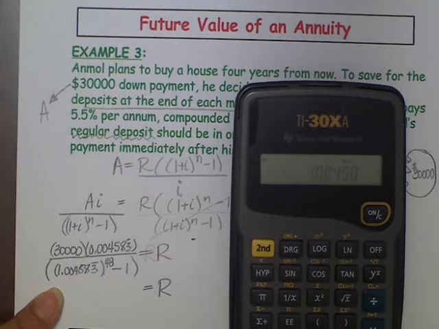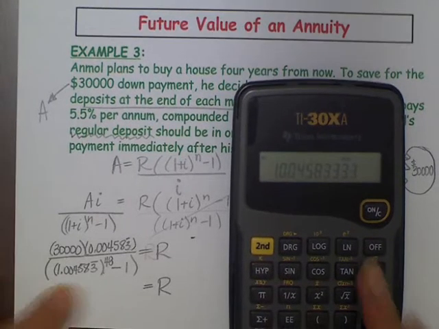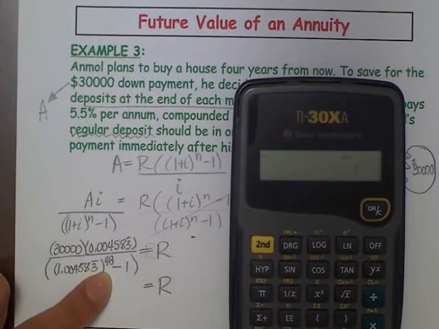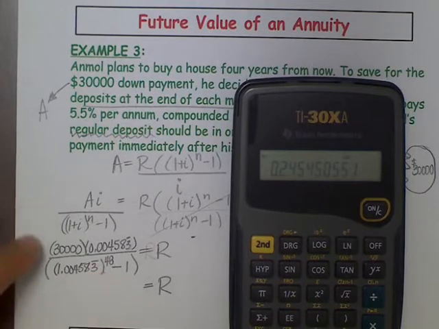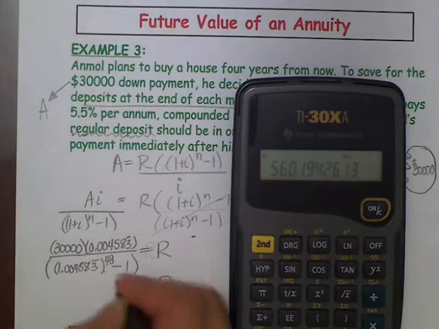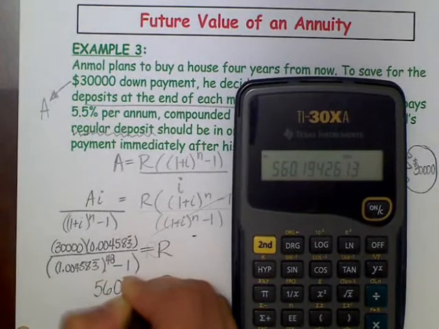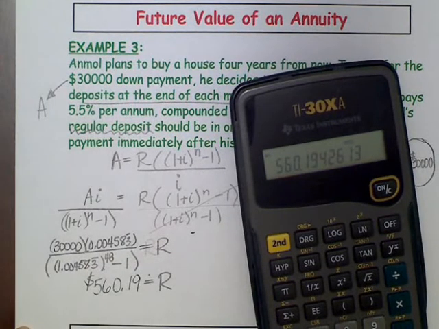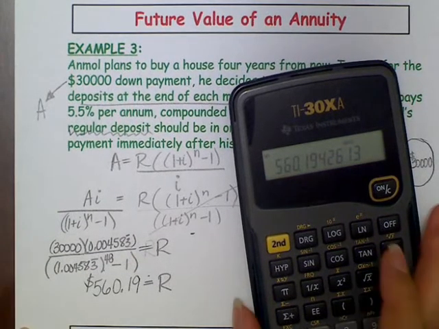1.00458. Put as many 3's as you can, to the exponent 48, minus 1, closing bracket. So that's the value of the denominator. And now if I press equals, the numerator and denominator will divide, and I'll get about $560.19. Remember these are all examples with money, so you want to make sure you have 2 decimal places.